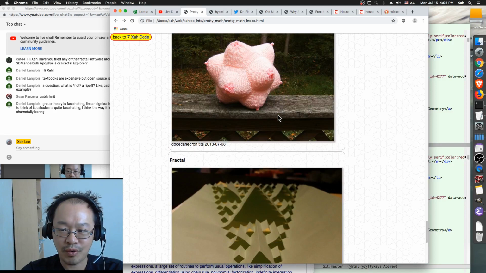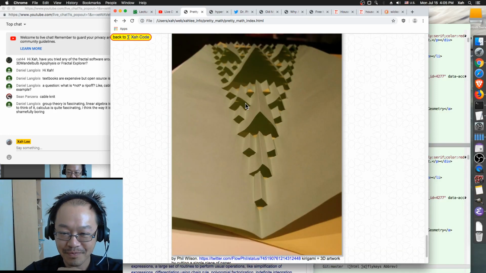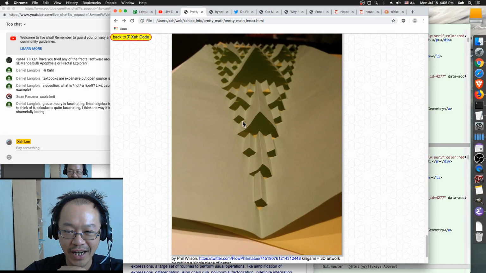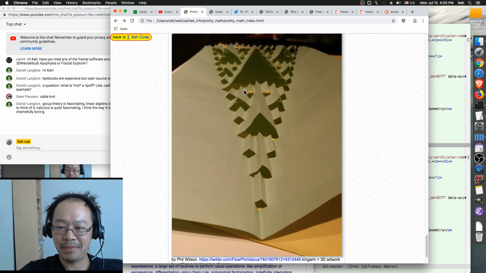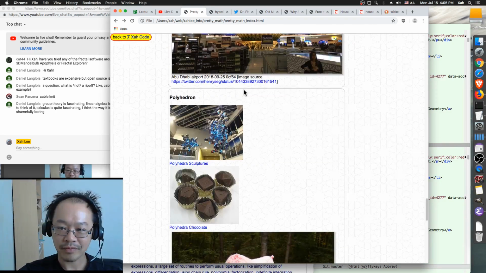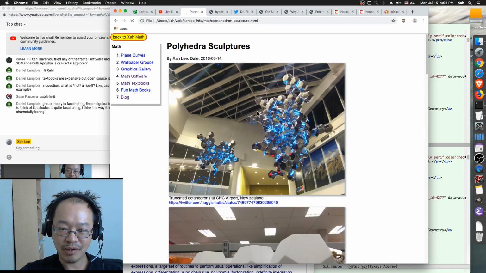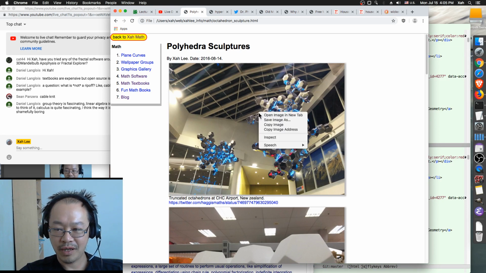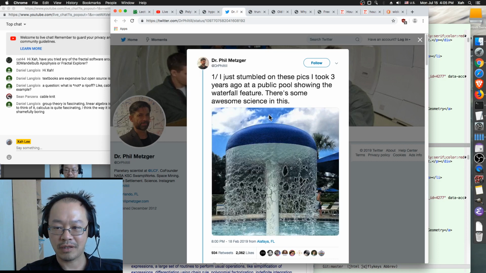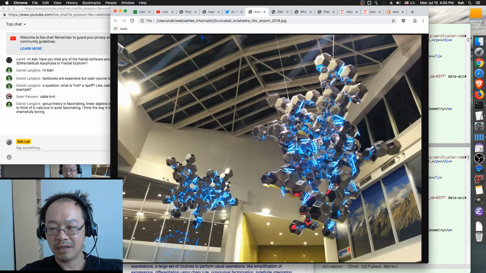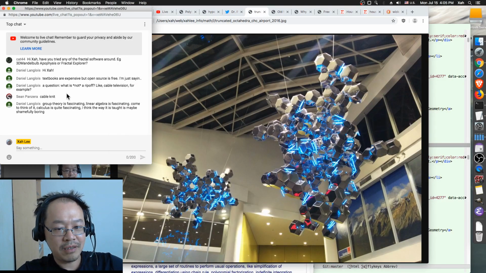Then you have polyhedrons. Look at this one. This one is a fun one. Someone made this. Then you have fractals. This one is also a beautiful one, where you can cut paper and make this fractal pattern. But anyway, this one is from an airport, where you have this beautiful octahedron structure. Let's see. Yeah, so let me read the comments.